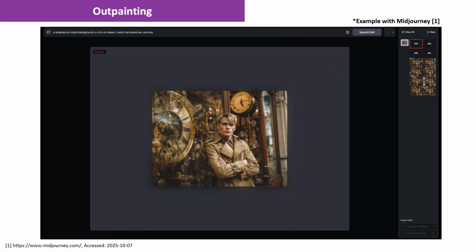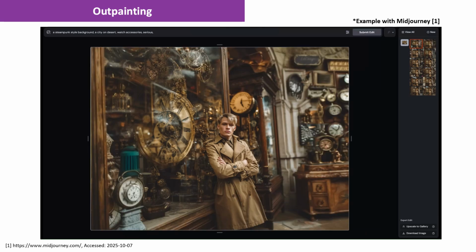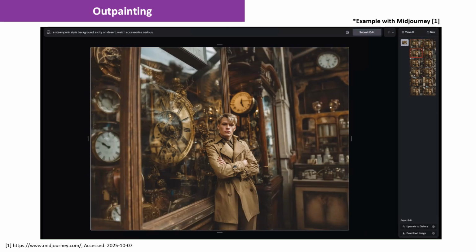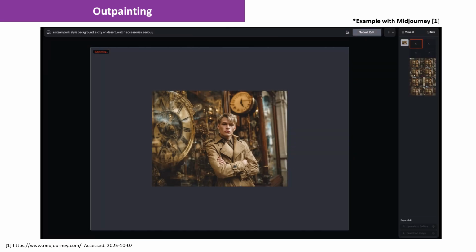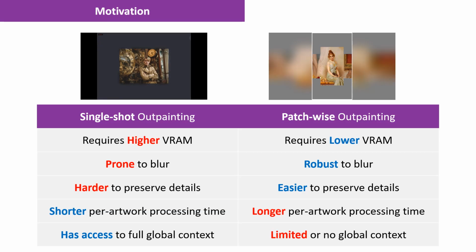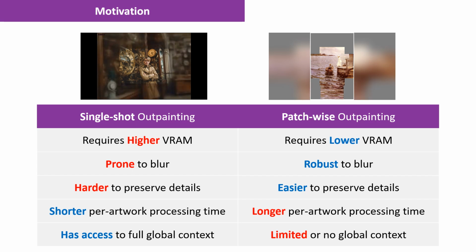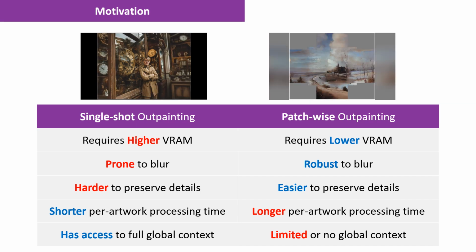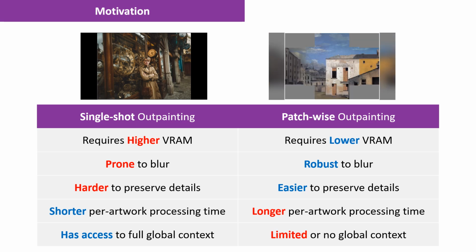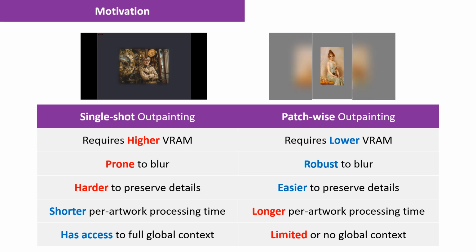In the case of inpainting, it is relatively easy to fill the inside by referencing the surrounding pixels that enclose the unknown region. However, outpainting is more challenging because the unknown region is not fully enclosed. In prior work, outpainting has been studied mostly in the single-shot manner, which is convenient for training and implementation. In single-shot outpainting, the reference and the unknown region are placed together in the generation window and expanded at once.